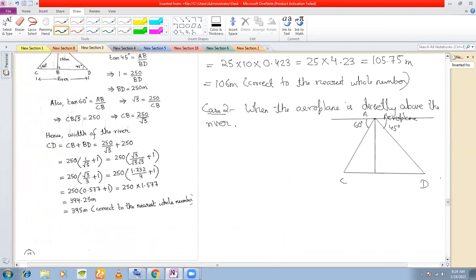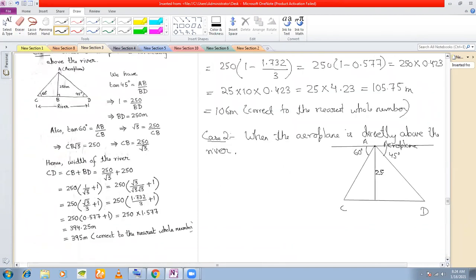These are the angles of depression given. Also, what is given is the height of the aeroplane, which is 250 meters. This is the perpendicular distance of the aeroplane from the ground. And we need to calculate the length of CD. So again, this problem is a combination of type 1, type 2. So let's start with the solution. If this is 60, this is also 60. This is 45, and let us call this point B.